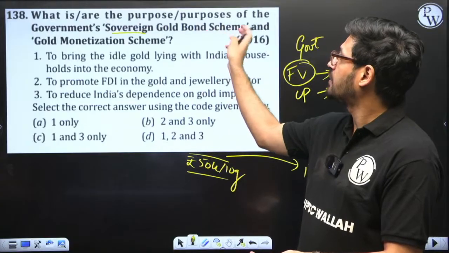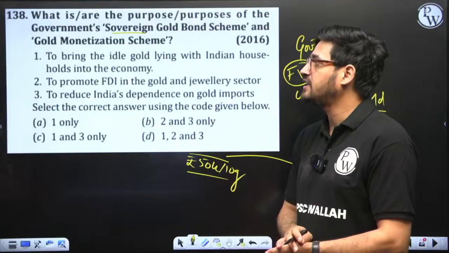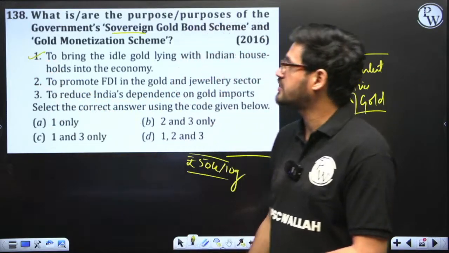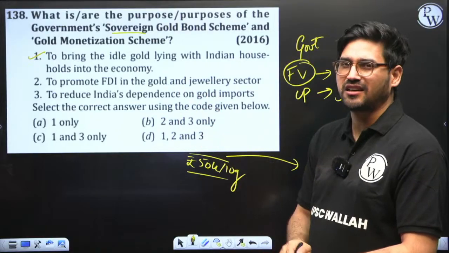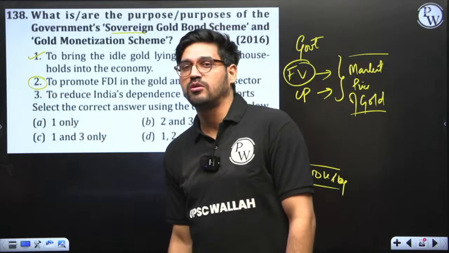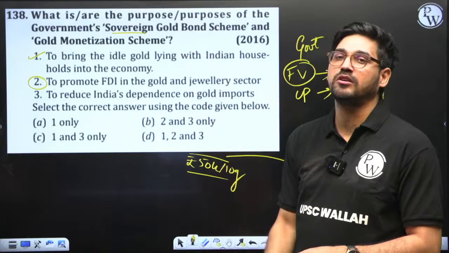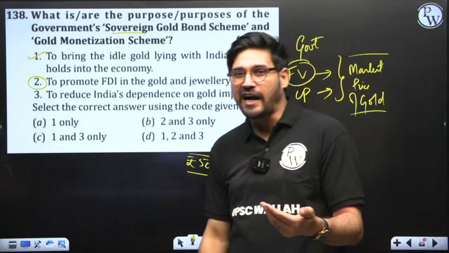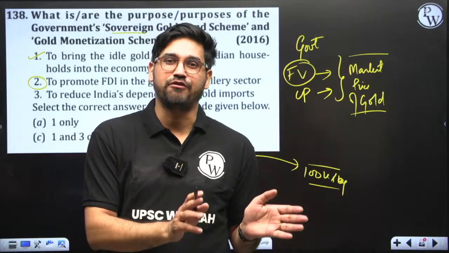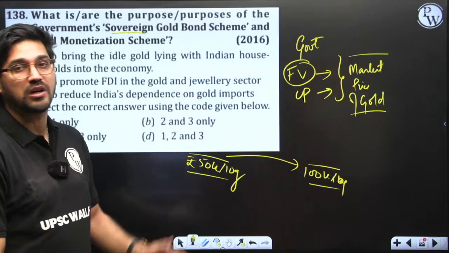He's asking what the purposes behind both of these schemes are. The first one says to bring the idle gold lying with Indian households into the economy. This is absolutely correct. The second one is to promote FDI in the gold and jewelry sector. Now this is a far-fetched statement. Why would you want to get FDI into gold through a gold bond scheme? It can attract a lot of foreign investors also. That way you can bring foreign investment, but not foreign direct investment, especially in the gold or jewelry sector.